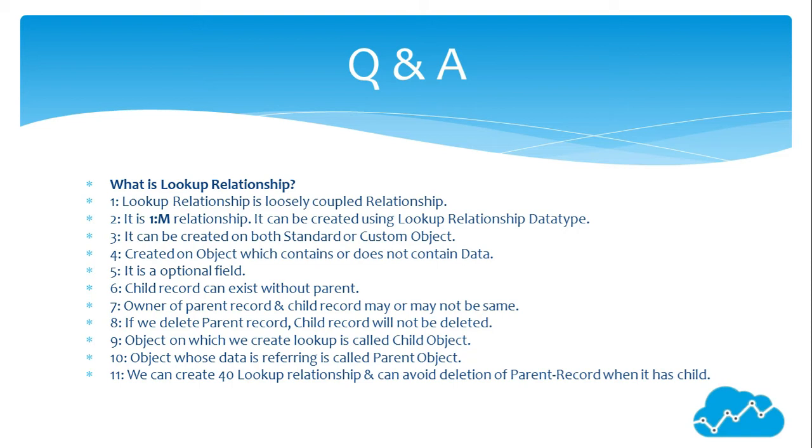The owner of the parent record and child record may or may not be the same. If we delete a parent record, the child record will not be deleted. The object on which we create the lookup is called the child object. The object whose data is referred to is called the parent object. We can create 40 lookup relationships and can avoid deletion of a parent record when it has children.